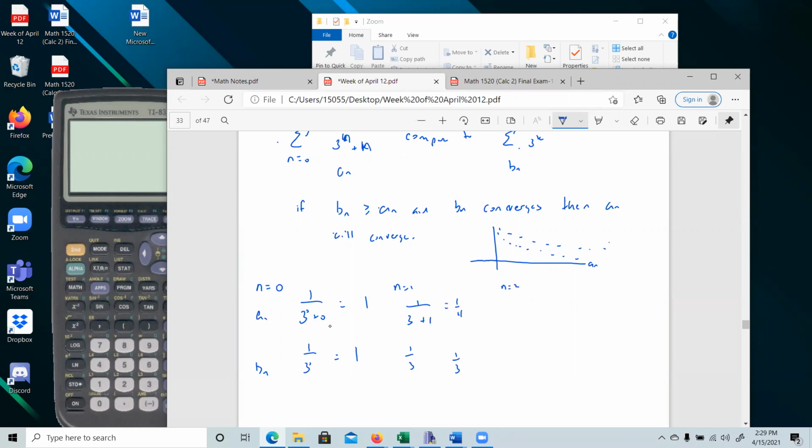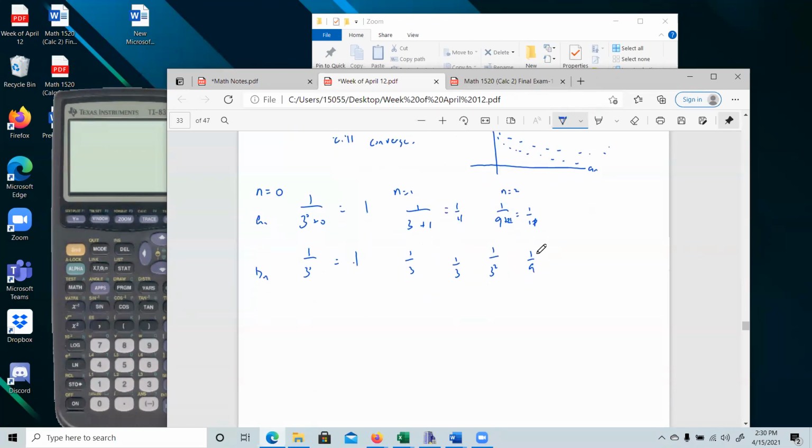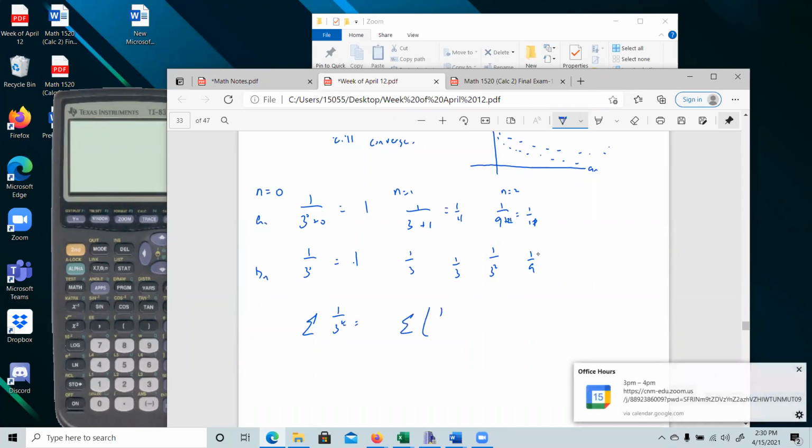How about n equals 2? Here we're going to have 1 over 3 squared, which is 9, plus 2, so 1/11. And this is going to be 1/9, 1 over 3 squared. A ninth is bigger than an eleventh. That's the way it's going to go for the rest of time. So except for the first term, b of n is always bigger than a of n. Let's look at the behavior of b of n. I could have sworn I'd seen something like this before. That's a geometric series.